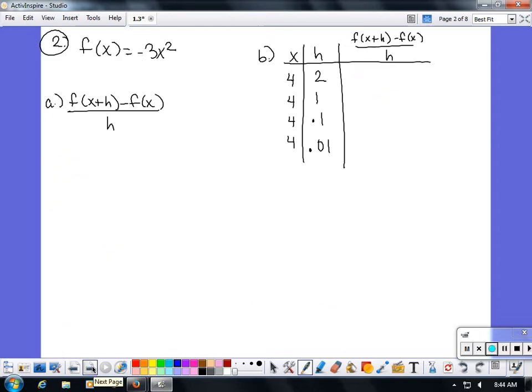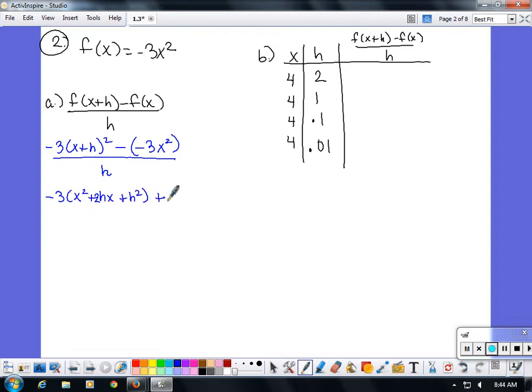Same thing. I'm going to use some shortcuts. So let's first plug in x plus h for x. You get that. Subtract off your f, which is negative 3x squared. Divide it by h. Alright, square your first, multiply them together times 2. Square your last. It's going to be the same every time. Plus 3x squared all over h.